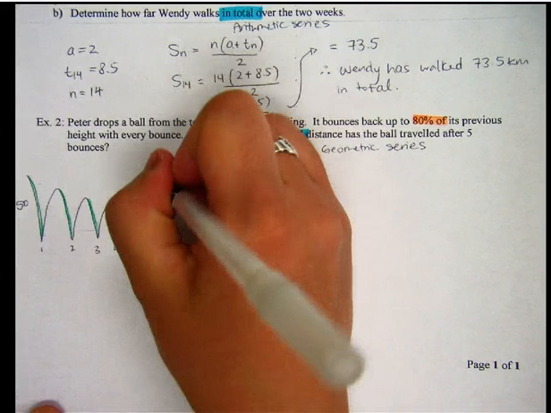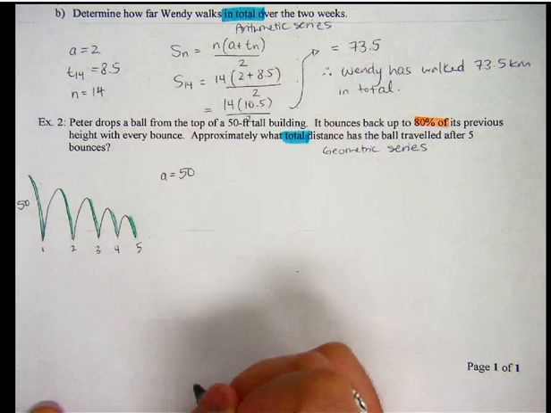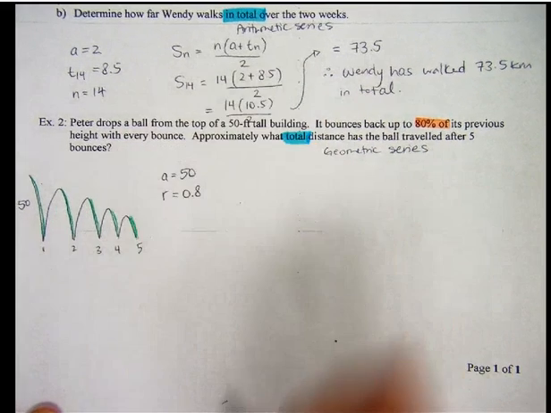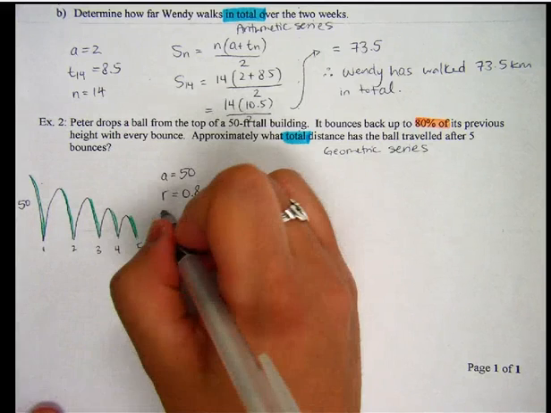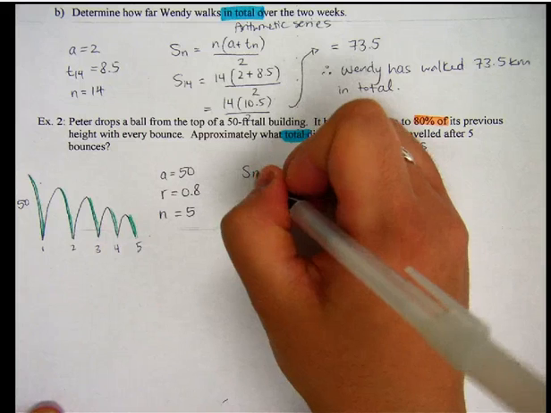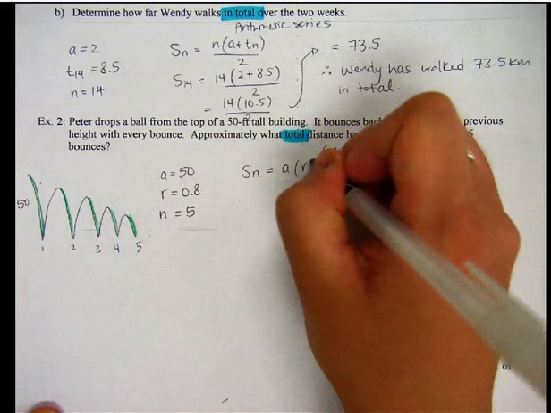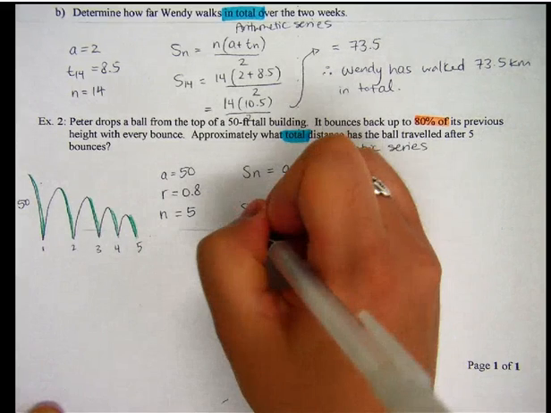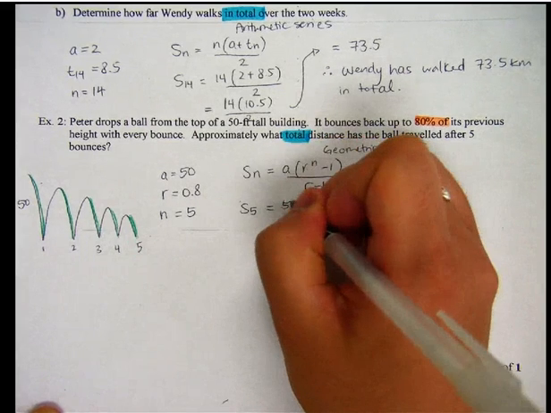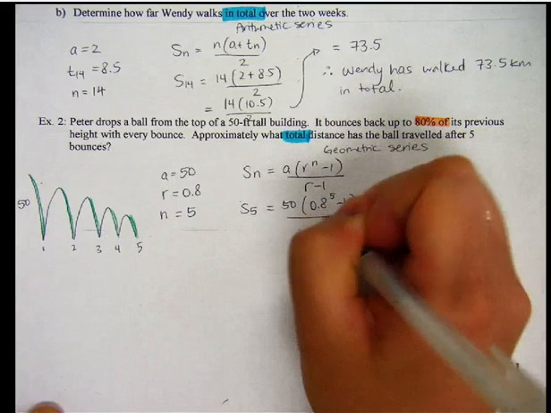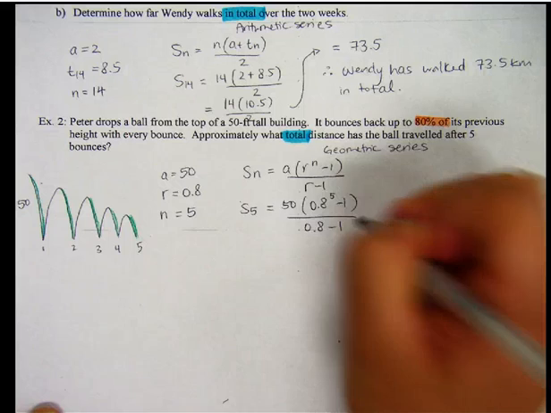So I know that a is equal to 50. I know r is equal to 0.8. That's the ratio. And n is equal to 5 bounces. The sum of the geometric series formula: a(r^n − 1)/(r − 1). Let's substitute everything in: 50(0.8^5 − 1)/(0.8 − 1).